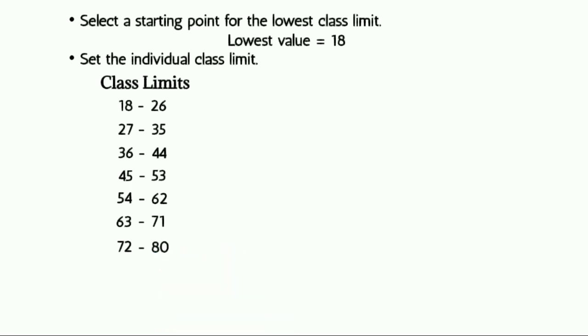Supposedly, ang susunod na lower class limit sa 72 ay 81. 81 minus 1, that is equal to 80. So, the upper class limit sa 7th row ay 80.